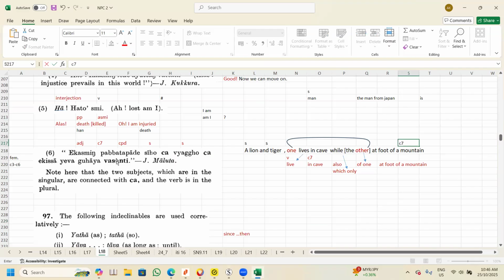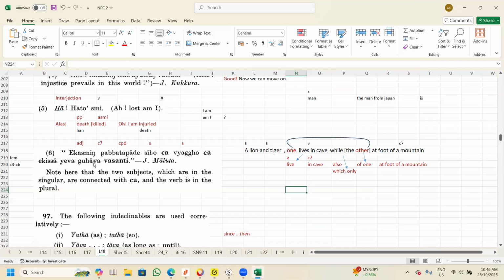Now this is going to be the challenging part. You take this part, that means subject, verb. Can you see the verb? This is the verb: live. So subject, verb, that means live in the cave.